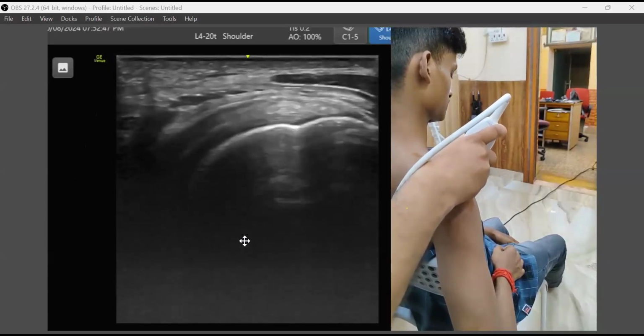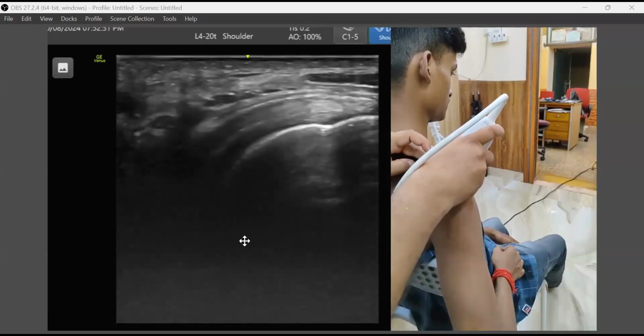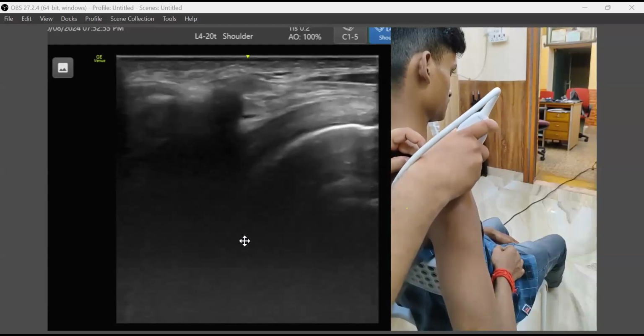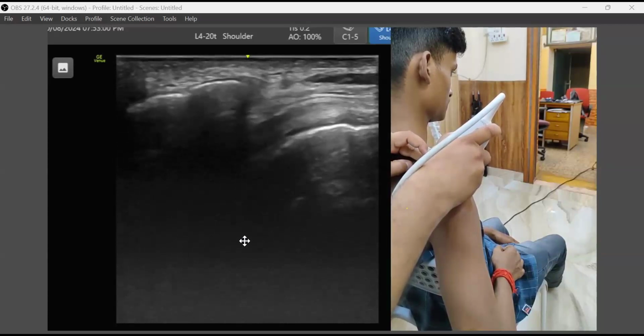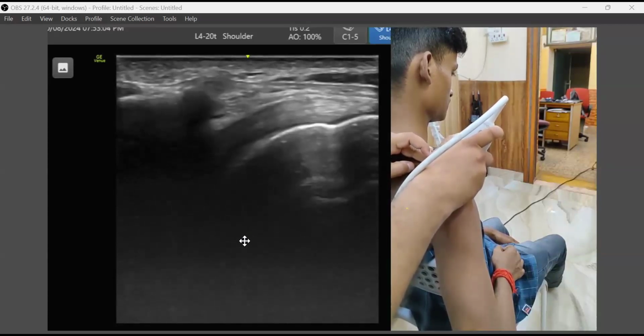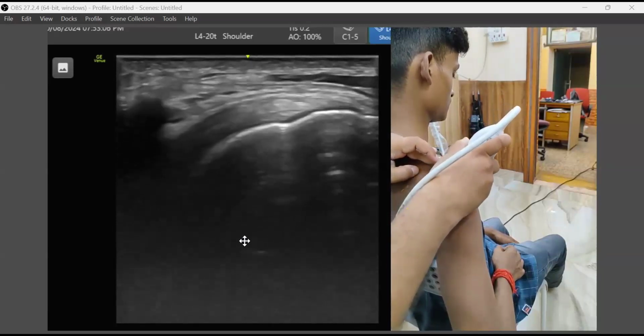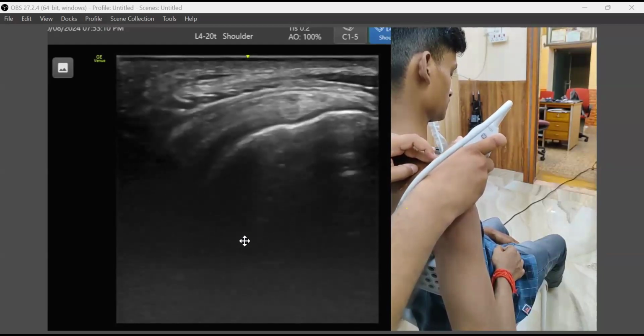See, actually that bird beak was distorted because of the virtual convex. Now you can see a large portion. See, on the left side you can see the bony contour, almost till the middle of the screen. That is our acromion. From that acromion, we have a bird beak appearance that is going up to the, see, this is the bird beak. Can everyone see that bird beak?